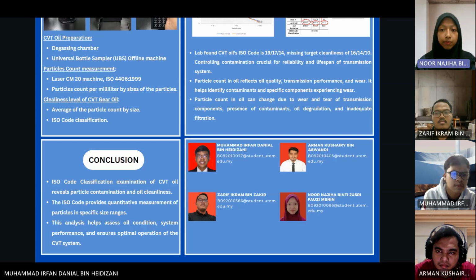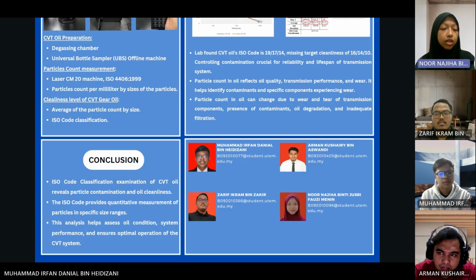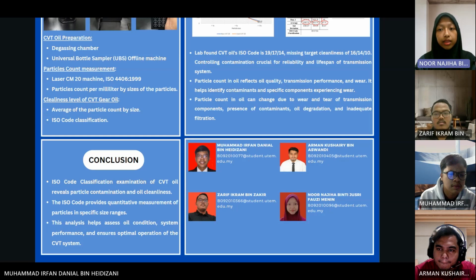In 1 milliliter of sample, the particle count analysis determines the number of particles in 3 distinct size categories: more than 4 micrometers, more than 6 micrometers, and more than 40 micrometers. Using the ISO range code chart, these numbers are then converted into an ISO code. And the last point: this analysis helps assess oil conditions and system performance, and ensures optimal operation of the CVT system by analyzing particle count data and comparing it to the ISO code.